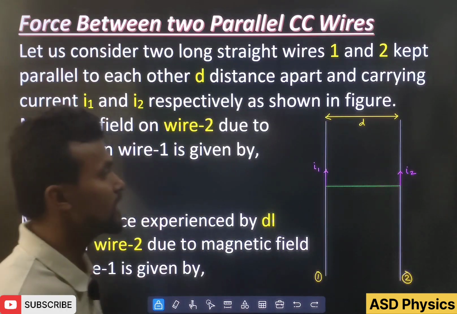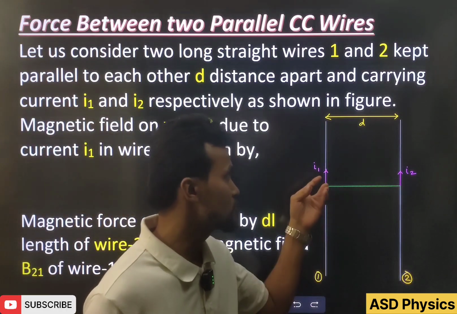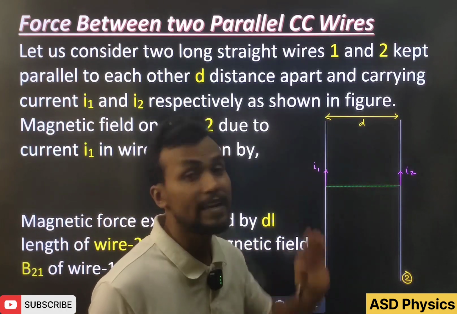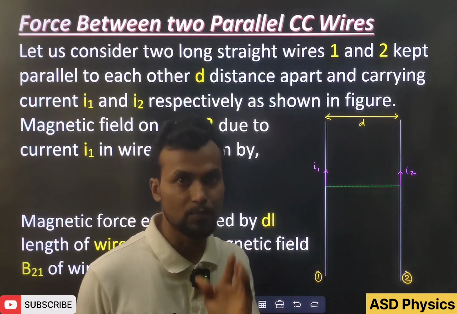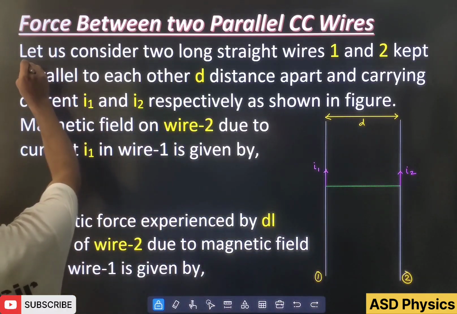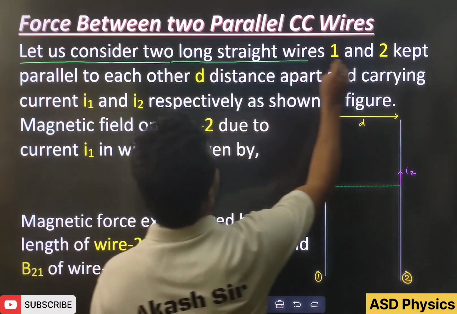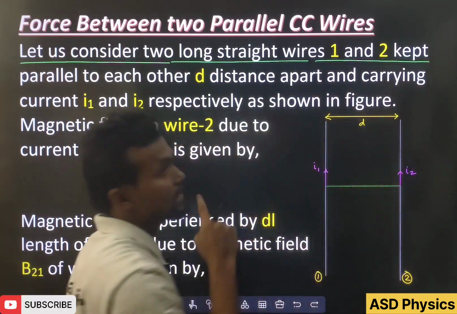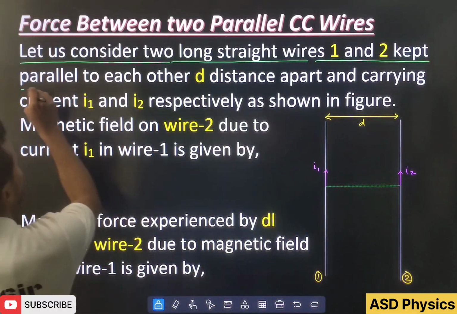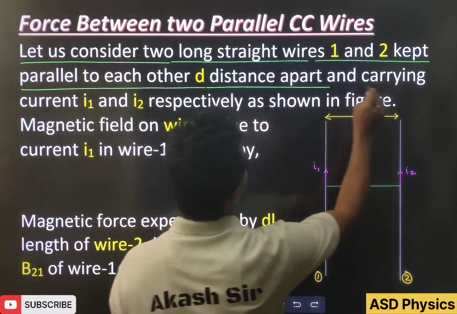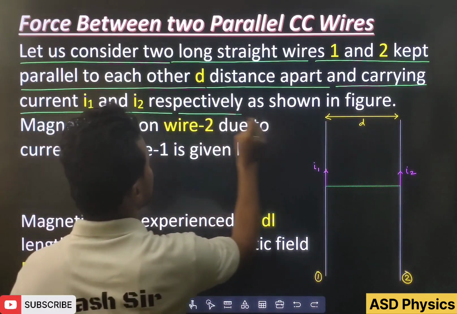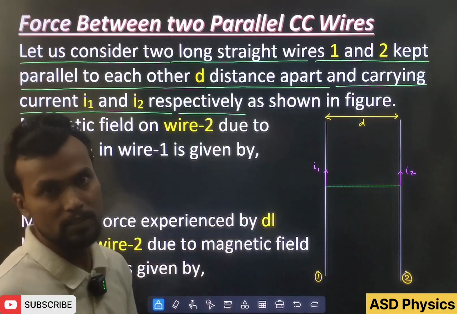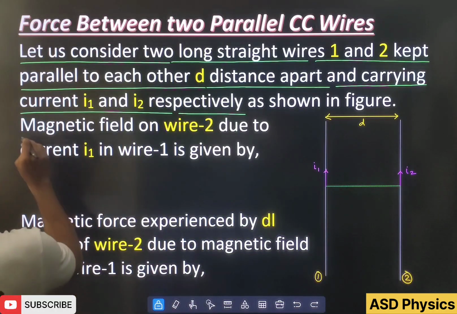So here you can see I have taken two wires. First wire carrying current I1, second wire carrying current I2. They are separated by the distance d. Okay, so let's see now. Let us consider two long straight wires 1 and 2 kept parallel to each other, d distance apart and carrying current I1 and I2 respectively, as shown in the figure. Now let's see.